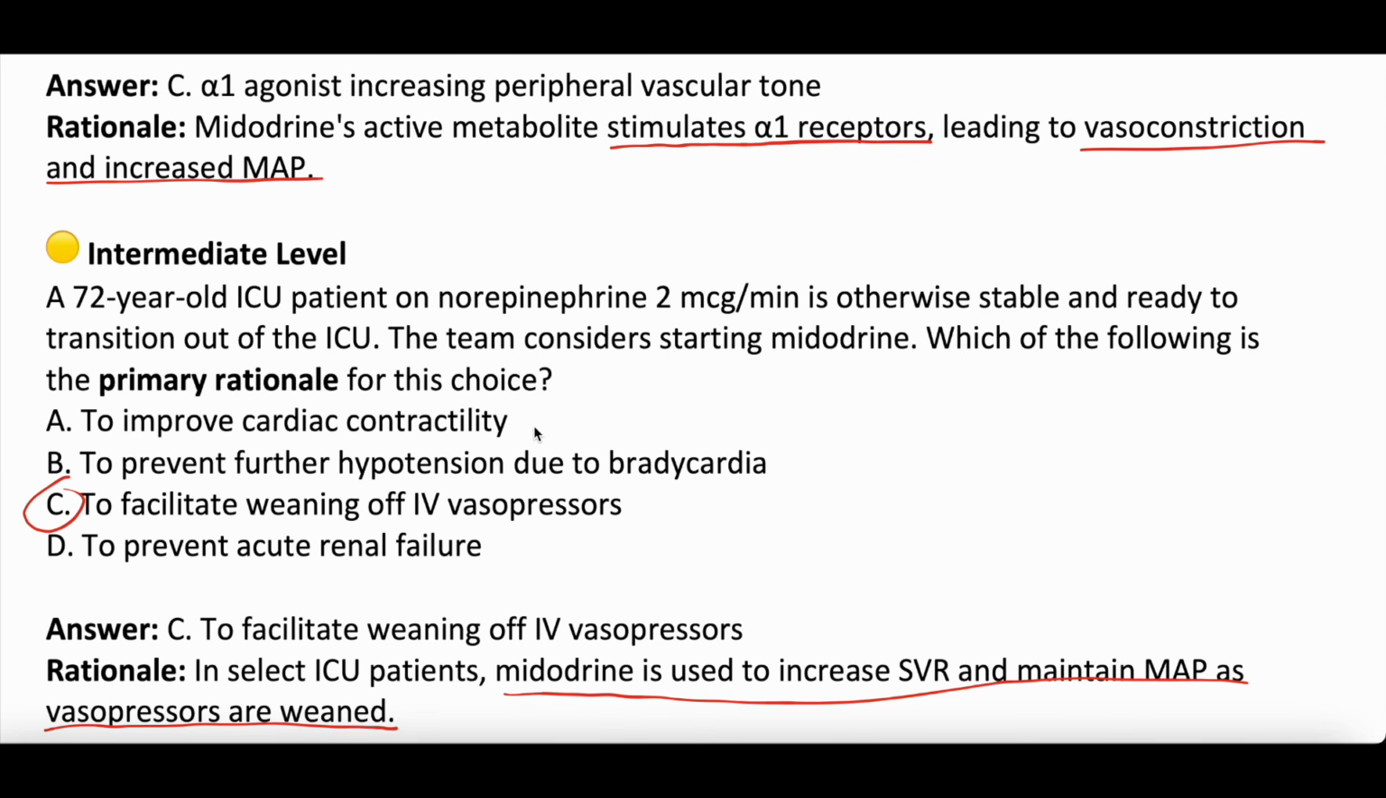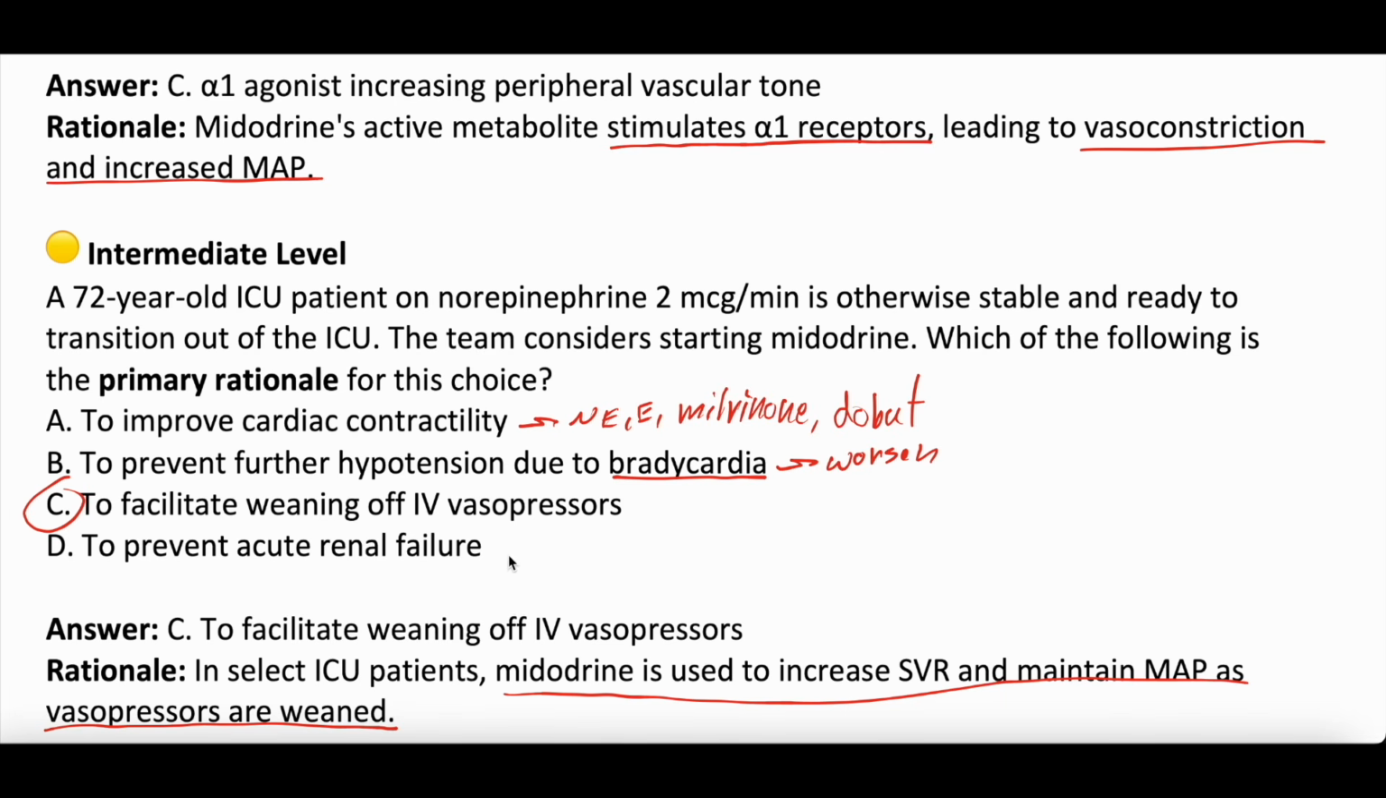Bonus points. What improves cardiac contractility vasopressor-wise? Norepinephrine, epinephrine, milrinone, which is an inotrope technically, dobutamine, which is an inotrope technically. Does Midodrine improve or potentially worsen bradycardia? Midodrine potentially worsens bradycardia, so it would not prevent further hypotension due to bradycardia.